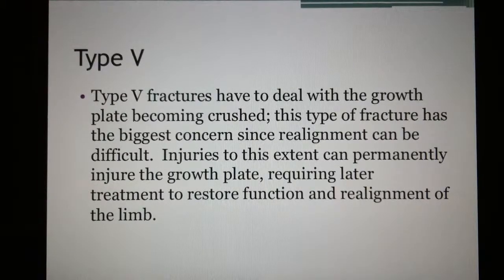Type 5 fractures have to do with the growth plate becoming crushed. This type of fracture has the biggest concern since realignment can be difficult. Injuries to this extent can permanently injure the growth plate, requiring later treatment to restore function and realignment of the limb.